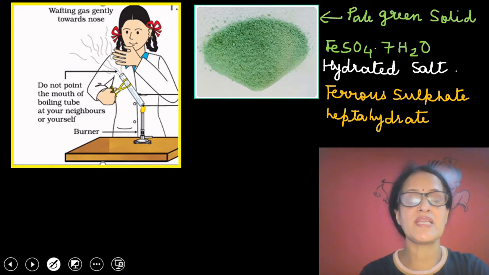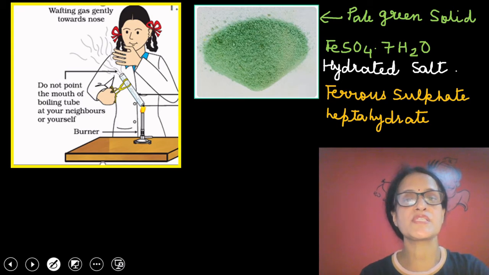So what is happening here? During this process, FeSO4.7H2O loses 7 molecules of water of crystallization and its color changes from pale green to white. So FeSO4.7H2O changes to FeSO4. Color of FeSO4.7H2O is pale green and the color of FeSO4 is white.